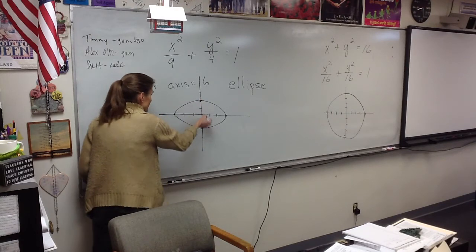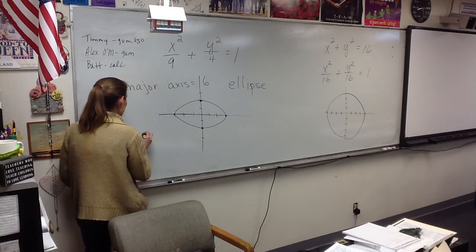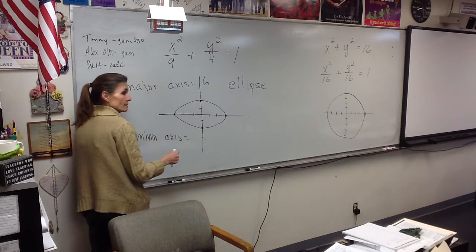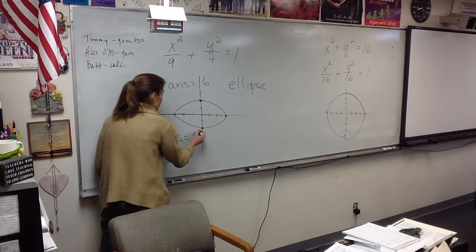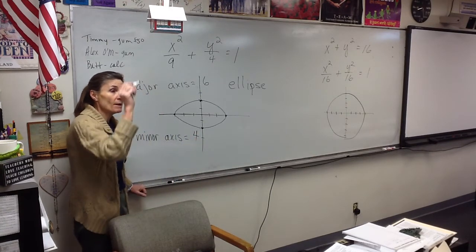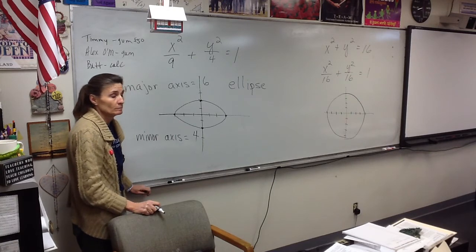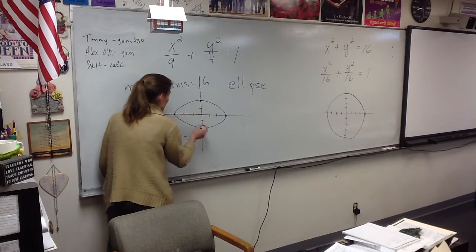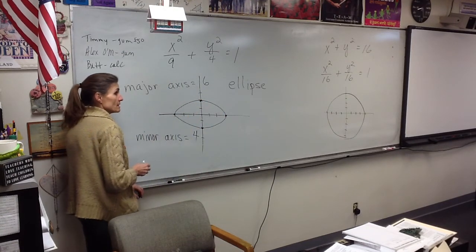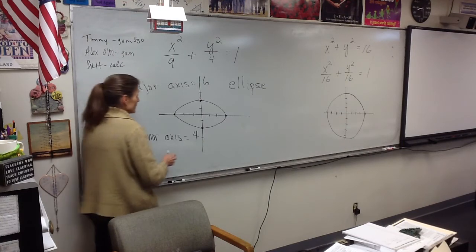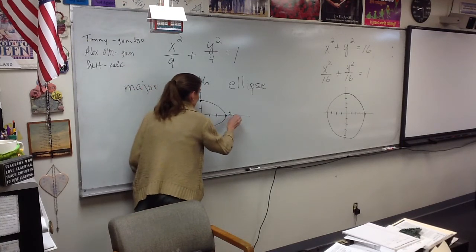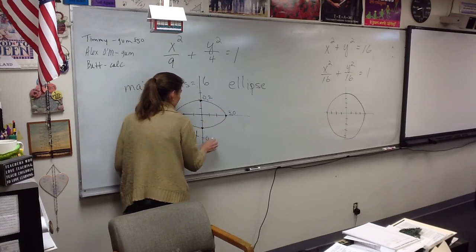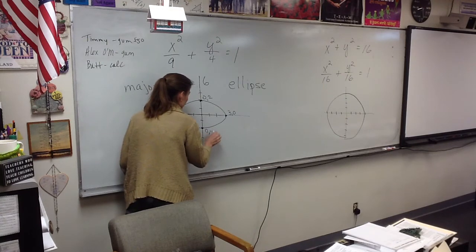Any guesses what this guy is called? The minor axis. And for us, he is 4 units long, because we counted up and down 2. These points are called the vertices of the ellipse. So our vertices are 3, 0, negative 3, 0, 0, 2, and 0, negative 2.